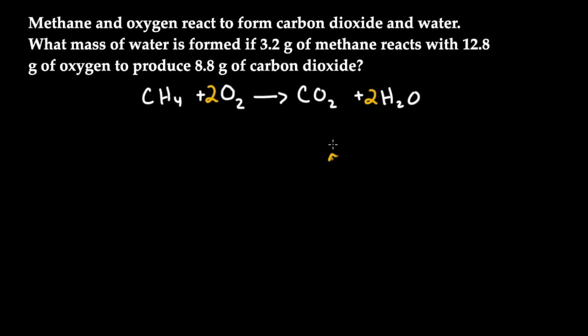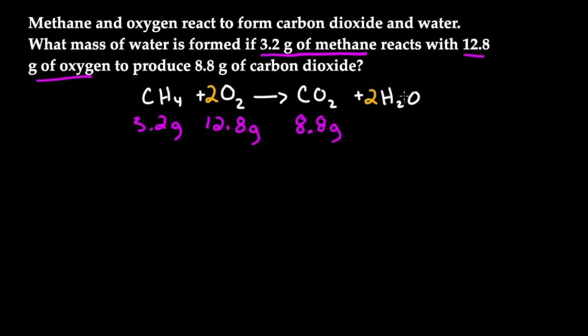What I'm going to do now is take what the problem gives me and put that under the different chemicals. It says here that I have 3.2 grams of methane, so I want to put 3.2 grams of methane here, and then I have 12.8 grams of oxygen, so I want to put 12.8 grams of this oxygen here. Then it says it's going to produce 8.8 grams of this carbon dioxide, so I'm going to put 8.8 grams of carbon dioxide.